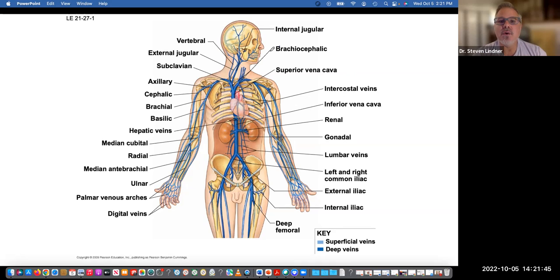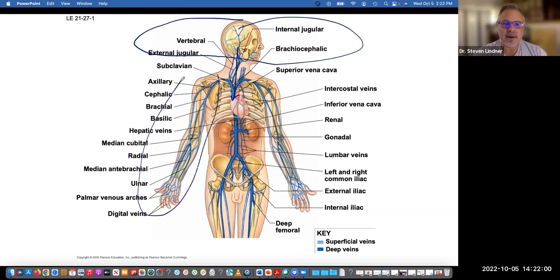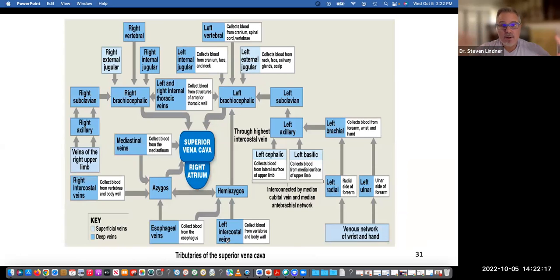So when you look at this overview, we'll break it up and focus on how things go from up here and find a way into the right atrium. We'll focus on here and how things work their way up and into the right atrium. We'll focus on here and how things find their way back into the right atrium. And then we'll look at the lower extremity. Okay, so wow, right? Write this all down now.